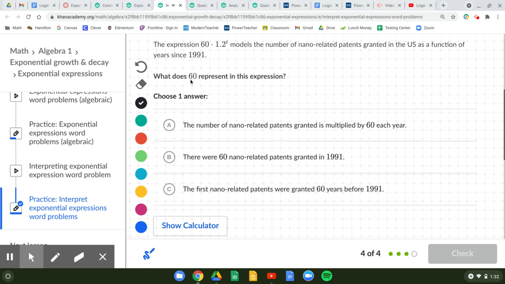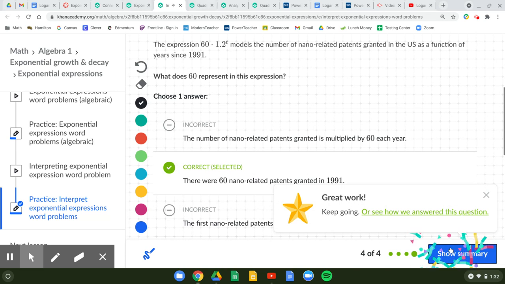This expression, what does 60 represent? 60 is going to be the starting amount. So this models the number of nano-related patents granted in the U.S. as a function of years since 1991. So in 1991, there were 60 nano-related patents. Yep, right there. Because again, this is the beginning amount, and that's the rate that's changing over time.